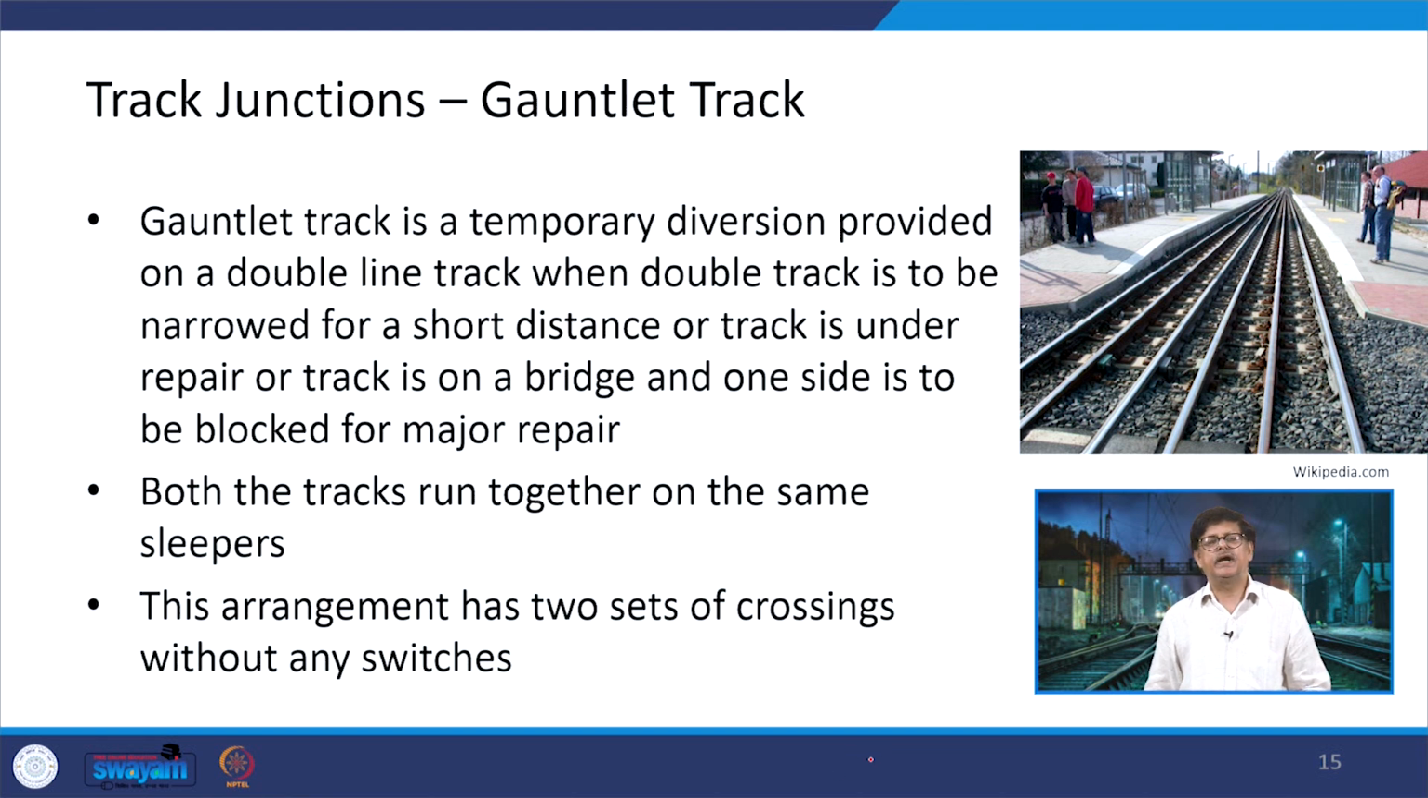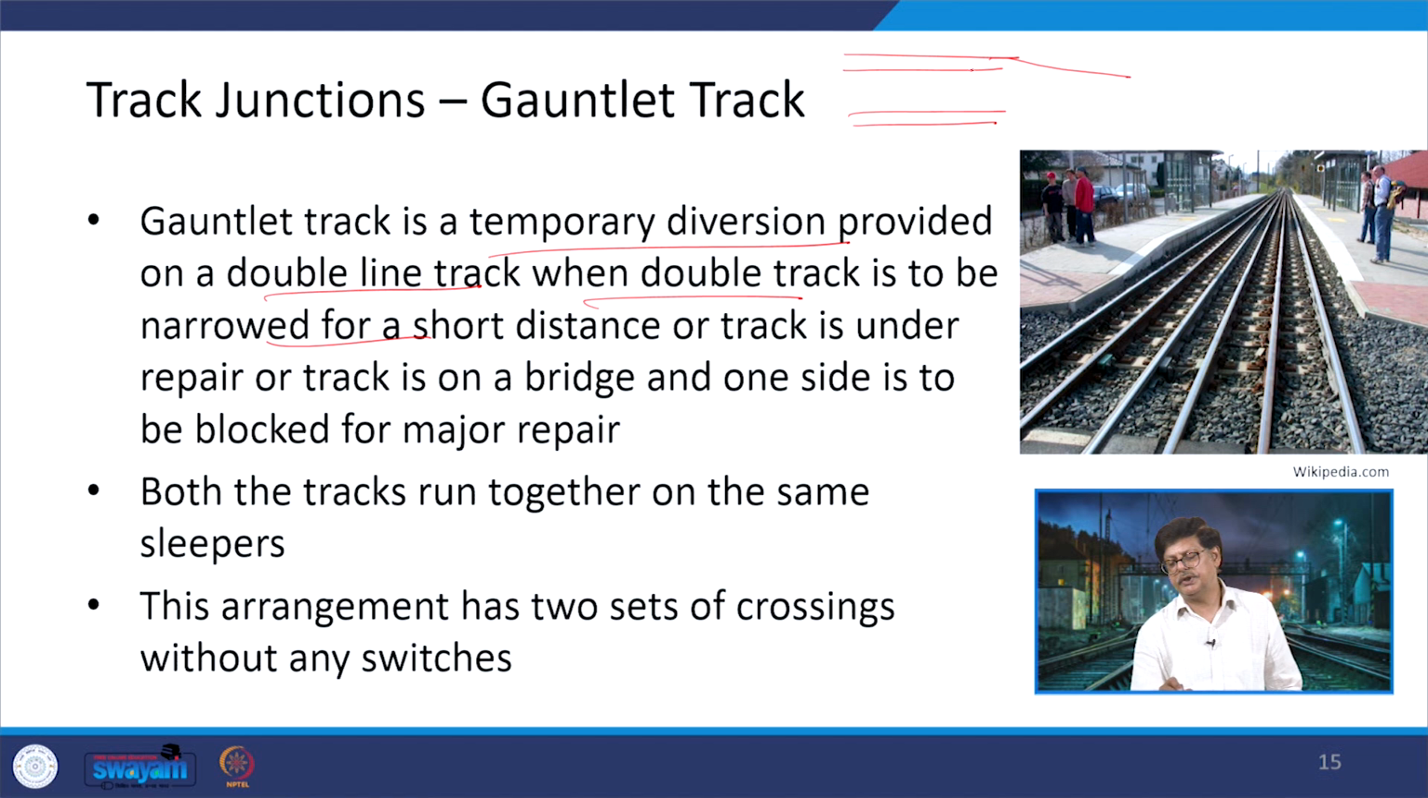Another type of track is a gauntlet track. Now, a gauntlet track is a temporary diversion provided on a double line track where the double track is to be narrowed for a short distance. So, you are coming with the double line here, but now there is no space here. So, what we are probably doing is going down in this form and then going straight, and then again we can make it double.